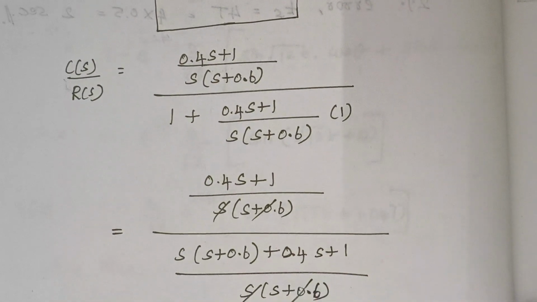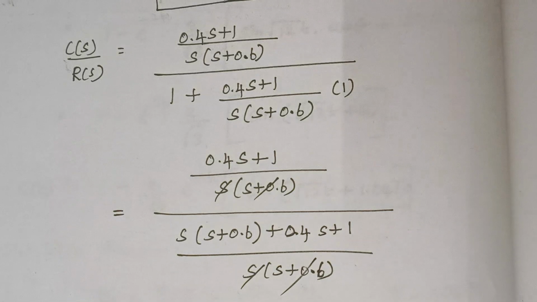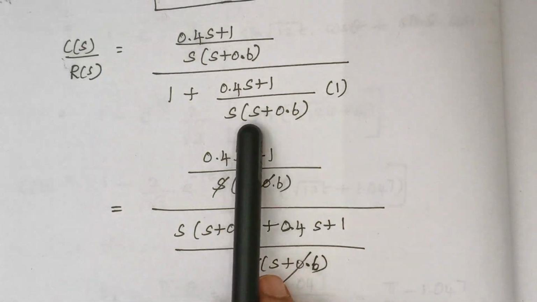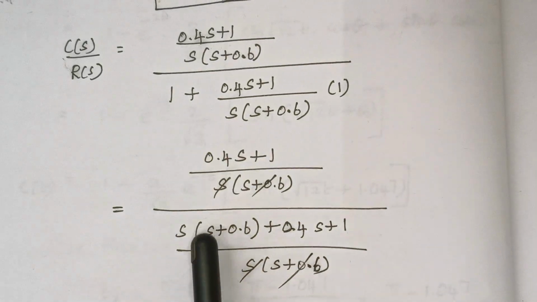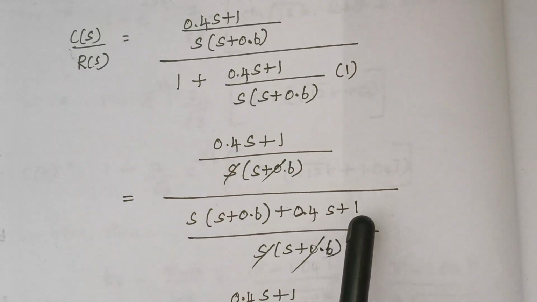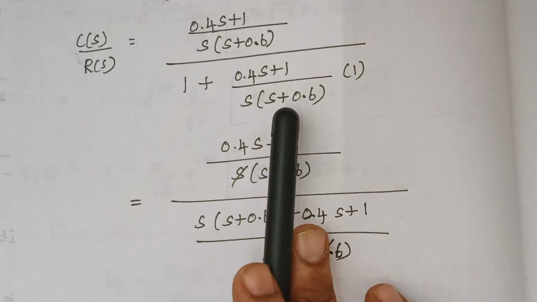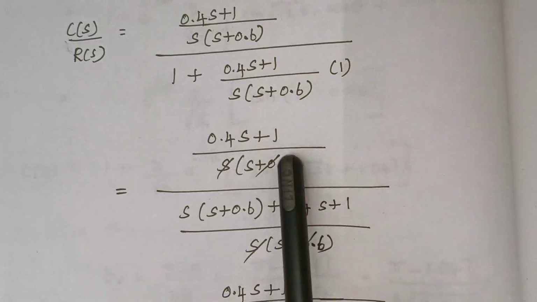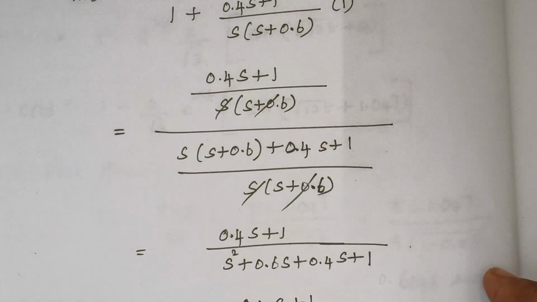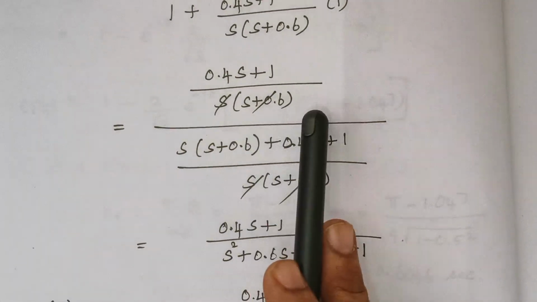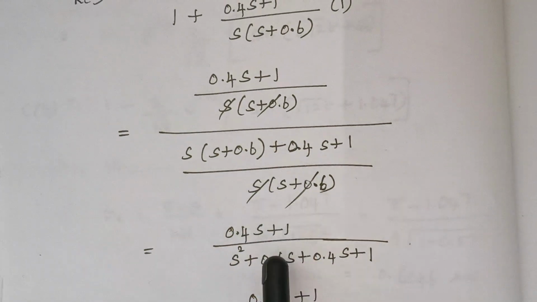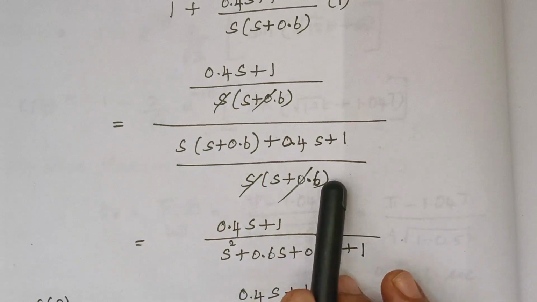And the next thing, we are going to take LCM. So when you take LCM, automatically this s into s plus 0.6 term gets multiplied with 1. So s into s plus 0.6 plus 0.4 s plus 1, the whole thing divided by s into s plus 0.6. Again, both the denominator terms are the same, so they cancel each other. And finally, we are getting an expression as 0.4 s plus 1, the whole divided by s into s plus 0.6 plus 0.4 s plus 1.